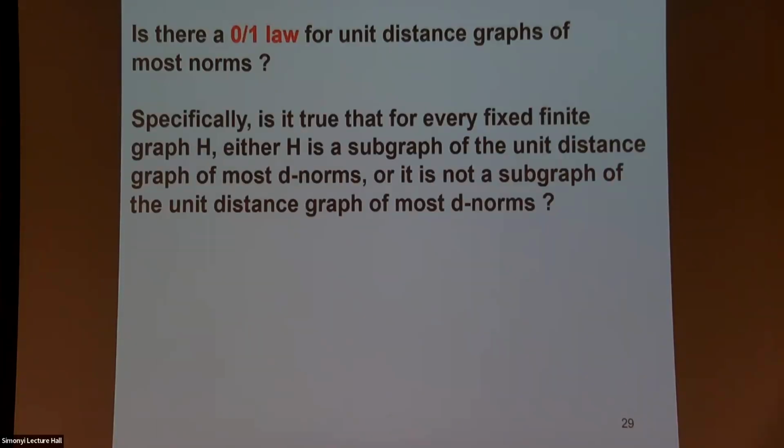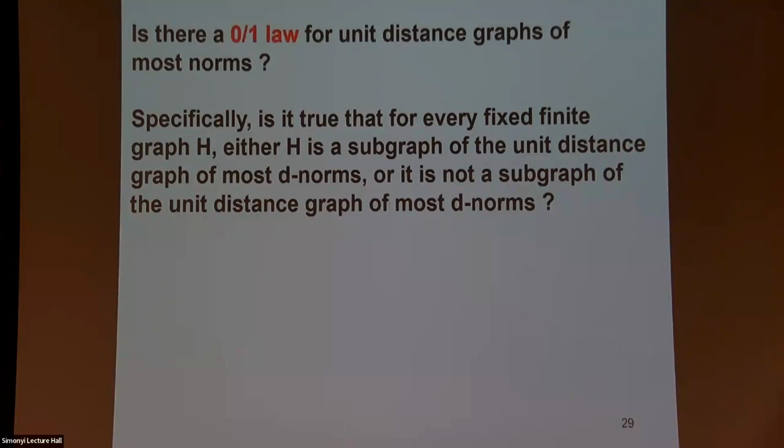So I wrote here something specific. Is the following true, that for every fixed finite graph H, either H is a subgraph of the unit distance graph of most D norms, or it is not a subgraph of the unit distance graph of most D norms. It's important to realize that the alternative here is not just a negation of the first thing. Right? So it looks that it cannot be true that you have some fixed graph H, and it will be a subgraph of any norm that is very close, say, to the Euclidean norm, but will not be a subgraph of any norm that is close to the L infinity norm. Right. So this means a 0-1 law.